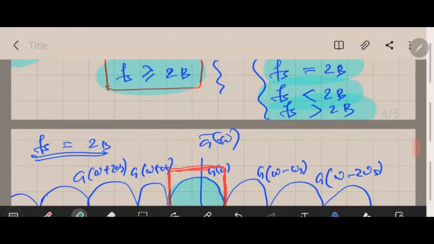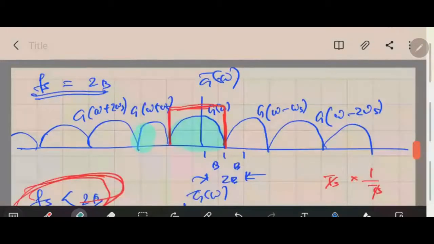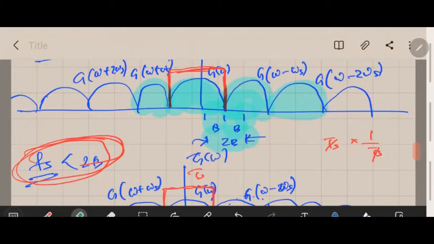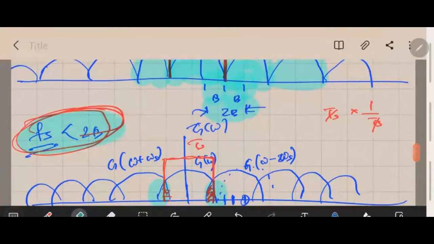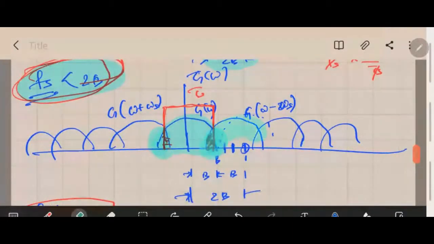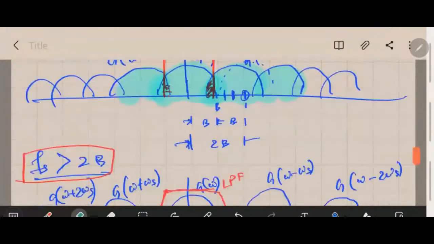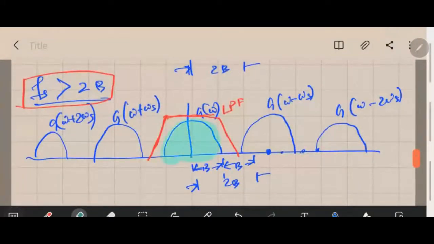First we take fs equal to 2B, and you could see that the spectra are exactly adjacent to each other because we have taken fs in such a way. Fs is equal to 2B, so this is B, this is B, and that's why this is 2B, and the spectra are present here. There is no overlap, they are adjacent to each other. Then when we took fs less than 2B, we could see that the spectra overlap into each other. Similarly, when we took fs greater than 2B, we found that there is a gap between the spectra. Between the sub-spectra, we could see a lot of gap here.